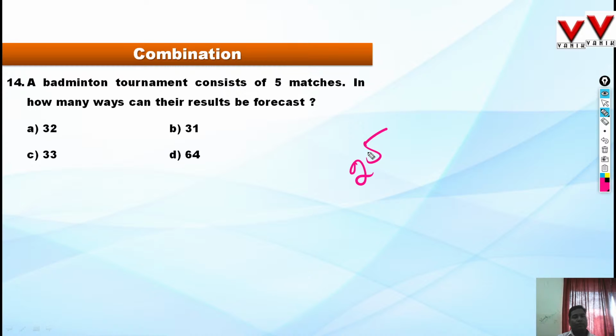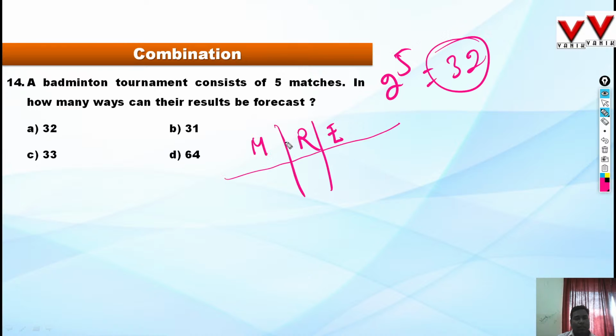Suppose, how do we get the answer 2 to the power 5 is equal to 32? Listen. Suppose there are 3 subjects: mathematics, reasoning and English. One student appeared in the exam. In how many ways will the result be declared? Suppose pass, pass, pass. One way the result will be declared. Then pass, fail, fail. Then pass, pass, fail. Then fail, fail, fail. Clear? 1, 2, 3, 4, 5, 6.